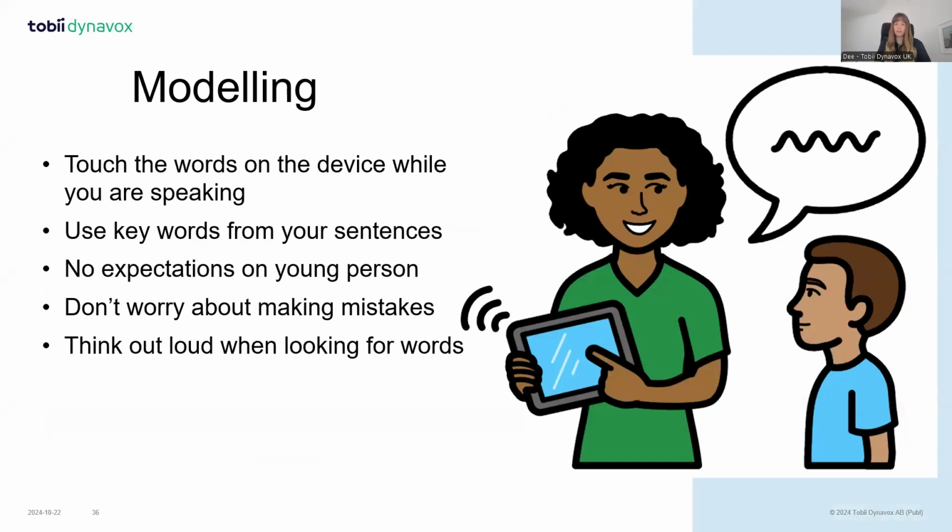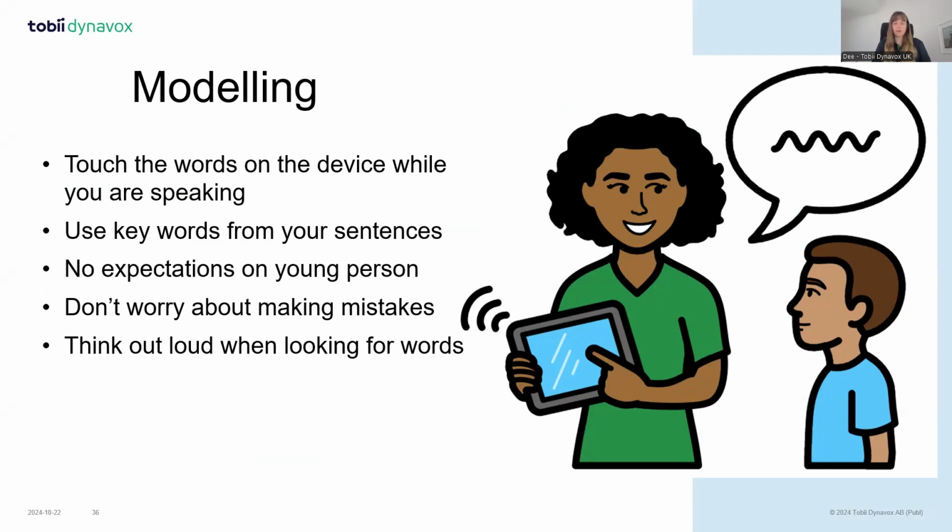And when I say modeling, what that means is that you're touching the words on the device as you're speaking. So this is a really key concept because this is how the user learns where the words are located and what they are. But it takes time, and you'll see in Laura's examples, there's some really great examples of modeling, but you just press the buttons on the device and use keywords from your sentences.